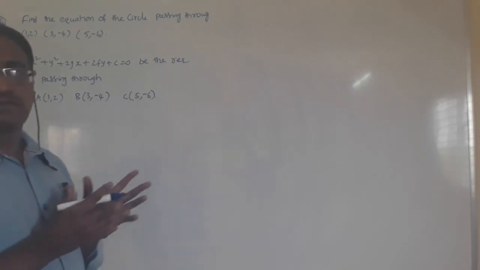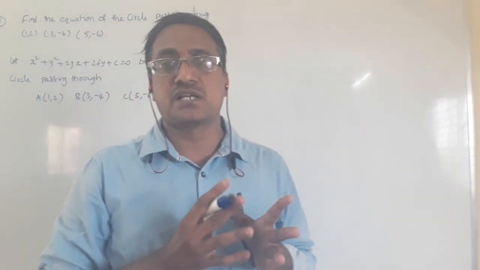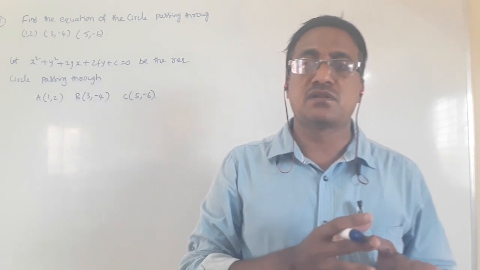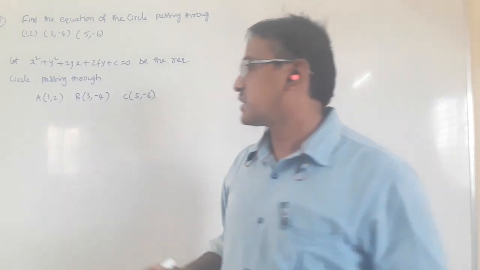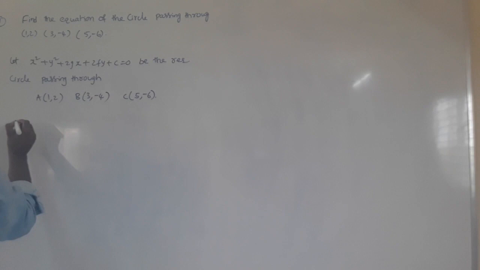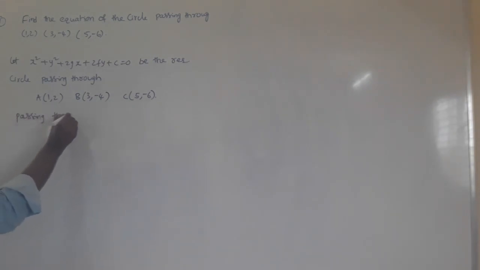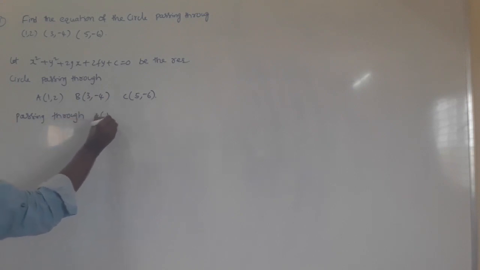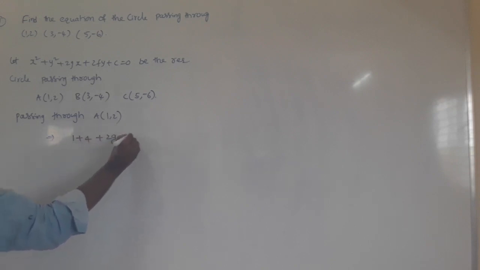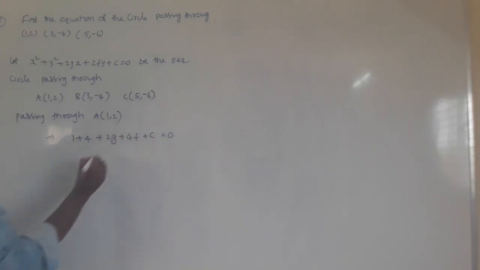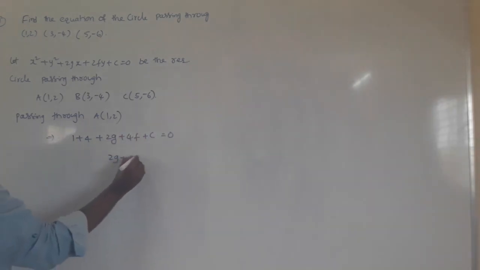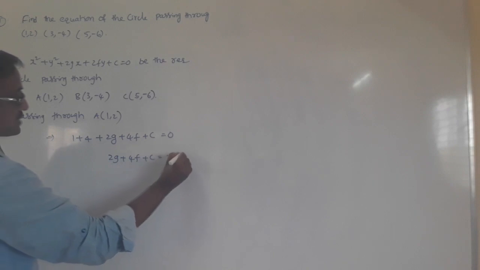Now this circle is passing through the given points, so let us substitute those 3 points one by one in the given circle. It is passing through A(1, 2). By substituting that point, you will get 1 plus 4 plus 2g plus 4f plus c equal to 0. So 2g plus 4f plus c is equal to minus 5. Let it be equation 1.